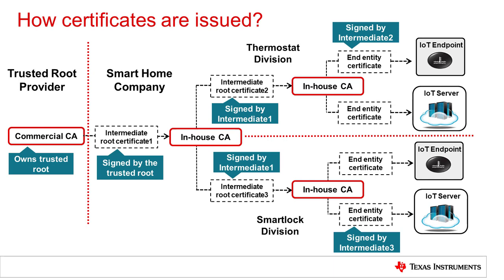Now, if we step back and look at this big picture, you can hopefully understand the certificate chain. If we look, for example, at the end entity certificate for the IoT endpoint in the smart lock division, that feeds back to the intermediate root certificate 3, which feeds back to the intermediate root certificate 1, which feeds back to the trusted root certificate owned by the trusted root provider.